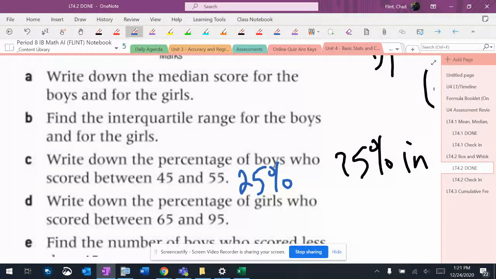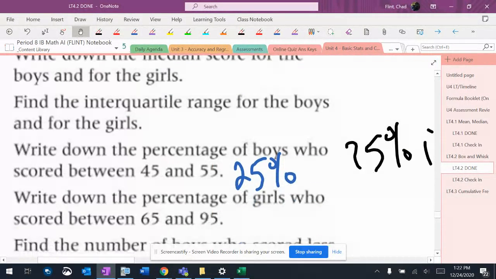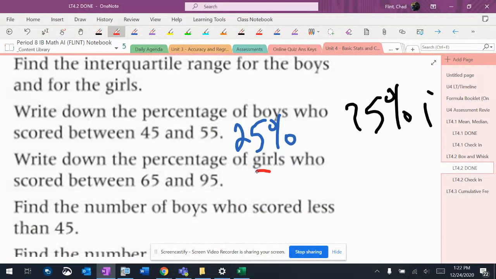So girls who score between 65 and 95. So 65 is right here for girls. 95 is right there. So you have 1 and 2 sections. Each has 25, which means 50% of the girls scored in that total range because it's two different quartiles.